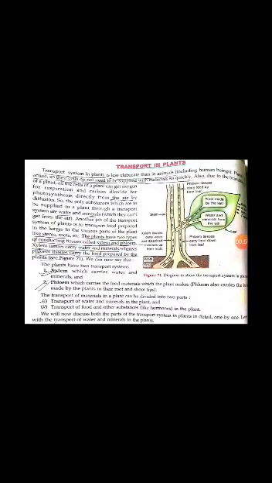How is the transport system in the plants done? It is done with two systems, that is the xylem and the phloem. When the xylem and the phloem are connected together, they are known as the vascular tissues or the vascular bundles. Xylem helps in carrying the water and minerals from the roots to the upper parts of the plant, and phloem helps to carry the food which is made by the leaves to the other parts of the plant.